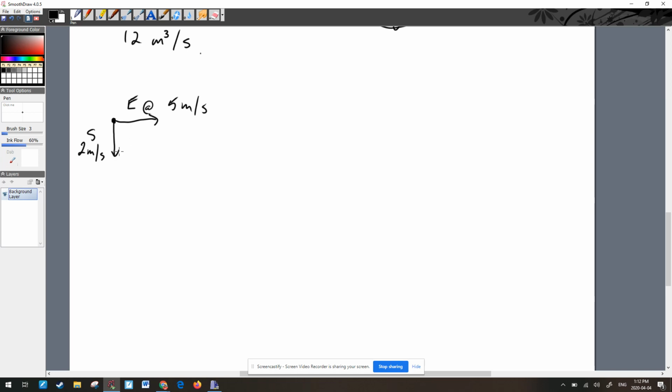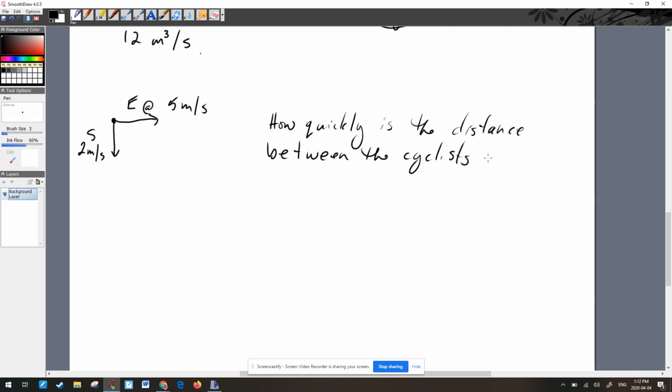I would like to know, here would be an example of a question: how quickly is the distance between the cyclists changing after they have ridden for, let's just say, make it easy, 10 seconds.